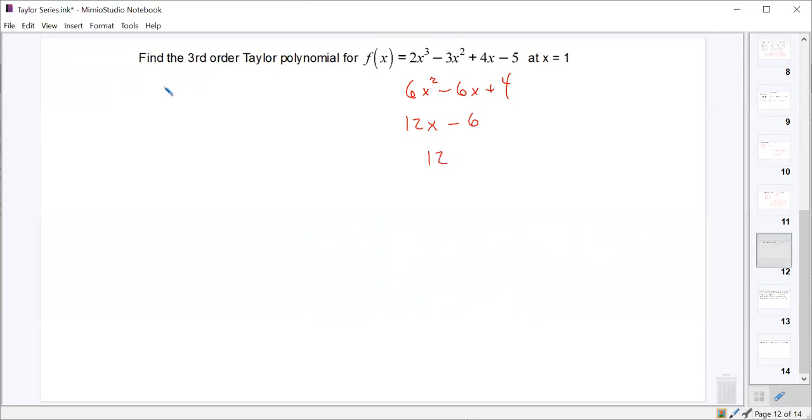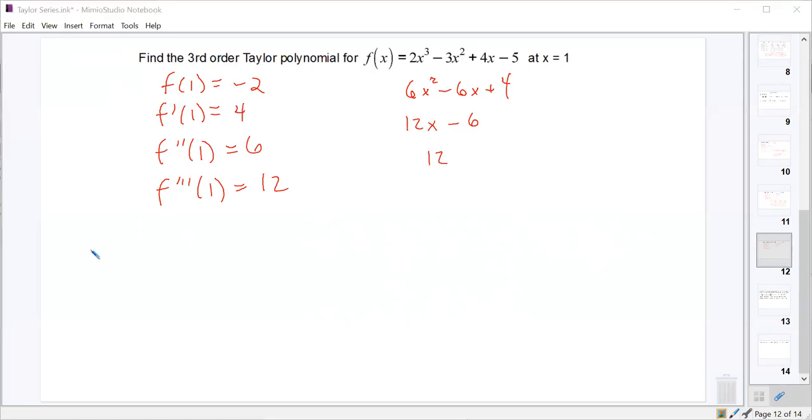So our original function, f of 1, what's f of 1? 2 minus 3, right? It's -1, plus 4 is 3, minus 5 is -2. And f prime of 1 ought to be 6 minus 6 is 0, plus 4. I'm writing the plus. It's 4, right? F double prime of 1 ought to be 12 minus 6, that's 6. And f triple prime of 1 ought to be 12. Note that we got different constants there, right? Different than we got with the original one.